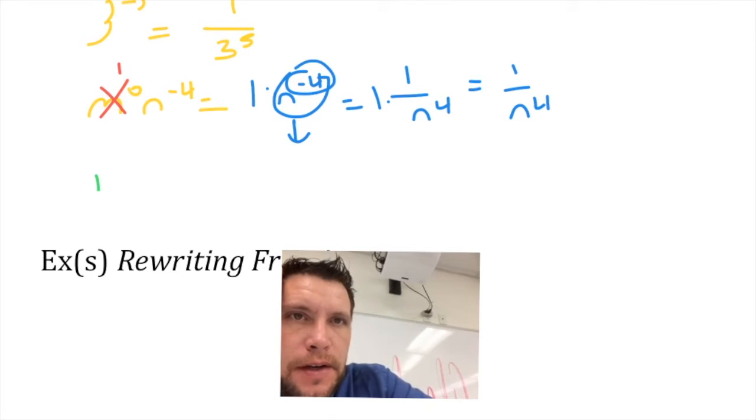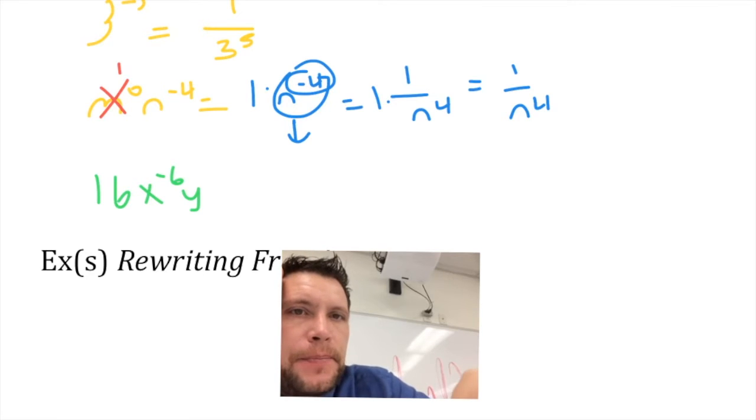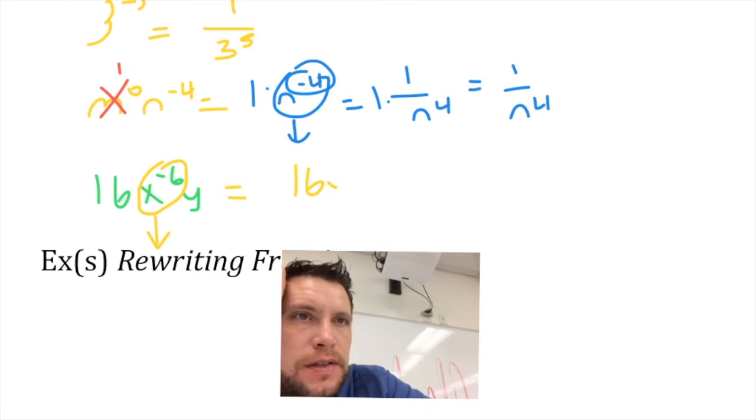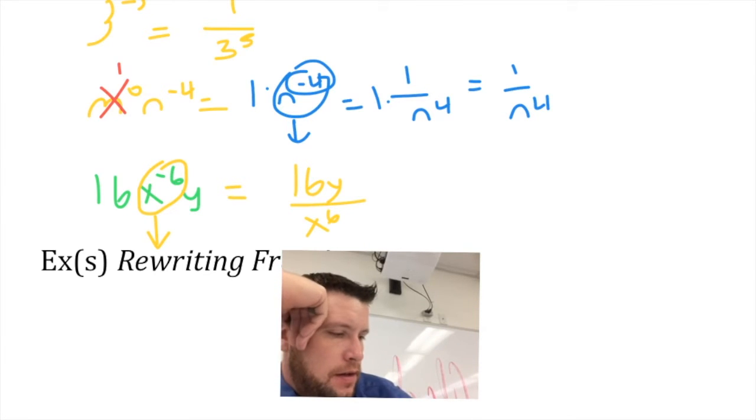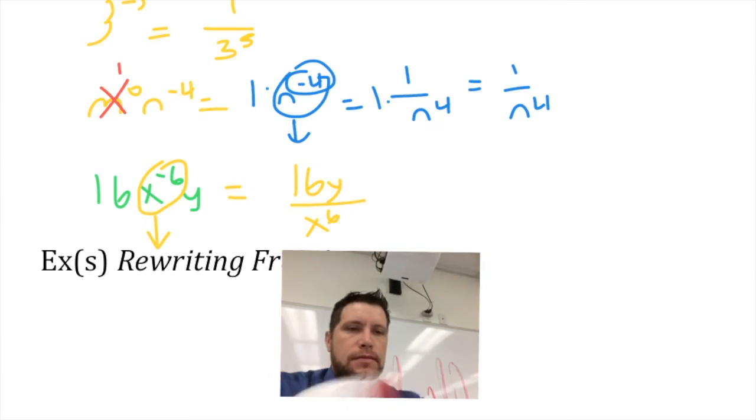Okay, now here's a complicated one. 16 x to the negative 6th y. Okay, no zeros, so nothing's going to turn into 1, but this x to the negative 6th has a negative exponent, so it gets dropped. So the 16 and the y will stay on the top, and the x to the 6th goes underneath. Okay?